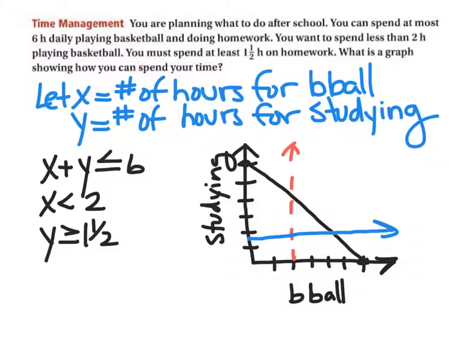So now I have to start looking at it and asking, where do all of these meet? As you look at it, the first one is less than, so it's going to be under, going this direction. The next one says x is less than 2, which is going this direction. And finally, y is greater than or equal to 1.5, which means it's going this direction. As you can see, they're going to meet right in that area. So I'm going to go ahead and shade that area in.